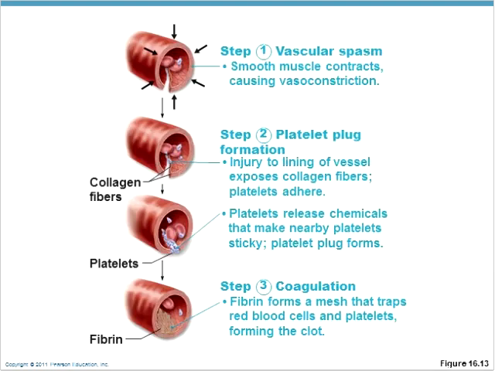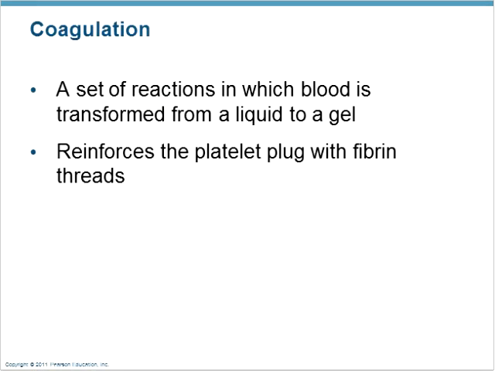What you're seeing here in step 1 is the vascular spasm, where smooth muscle contracts, causing vasoconstriction. In step 2, we're seeing platelet plug formation. Injury to the lining of the vessel exposes collagen fibers, and platelets adhere to that. The platelets release chemicals, that ADP we talked about, that makes nearby platelets sticky. Then we also have the coagulation. The fibrin forms a mesh that traps the red blood cells and platelets, which forms that fibrin clot.